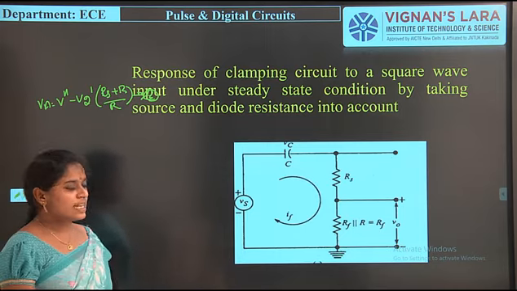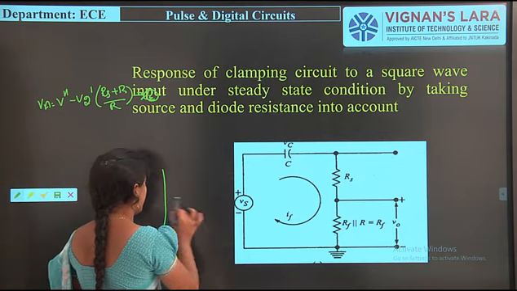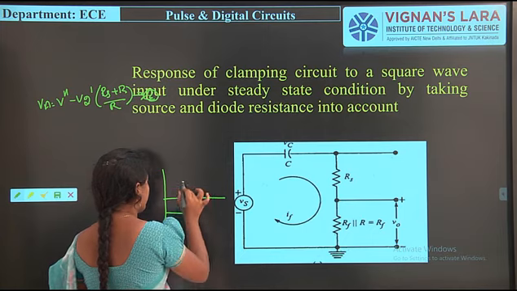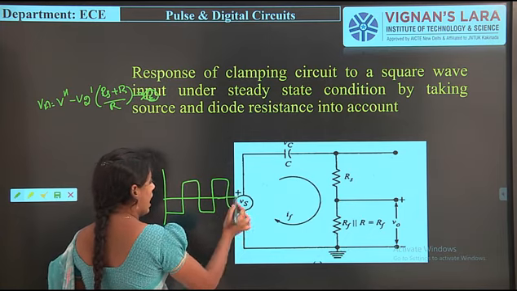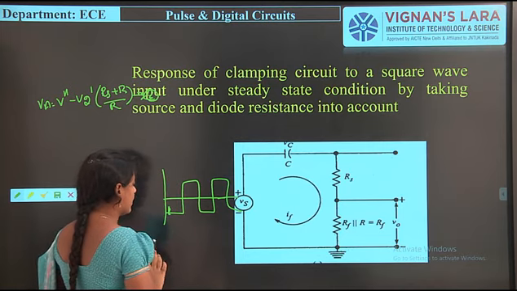The next condition is where we apply a square wave signal. Based upon that we have to understand the condition. We apply this square wave signal and the output will be like this. First we apply it at t is equal to 0.